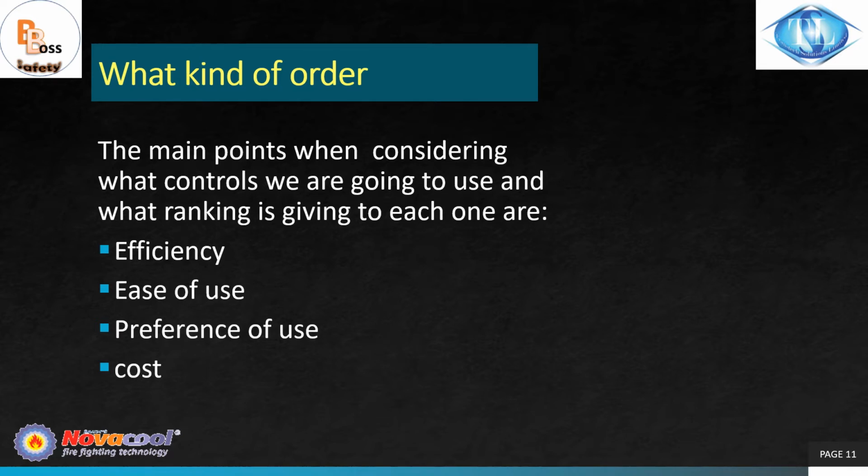Okay, the second thing is the ease of use, how easy it is, what kind of users we are expecting to use them. Are they illiterate people, just laborers? Is it easy for us to maintain it? And then the preference of use and the cost. The preference of use or suitability, I mentioned that in an earlier slide.